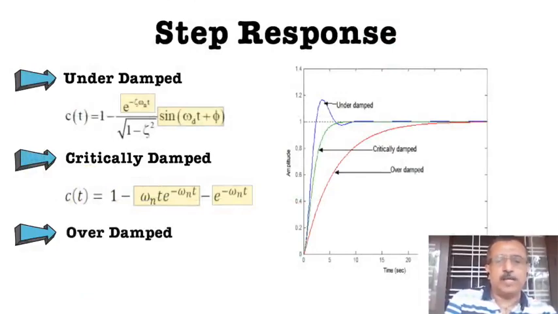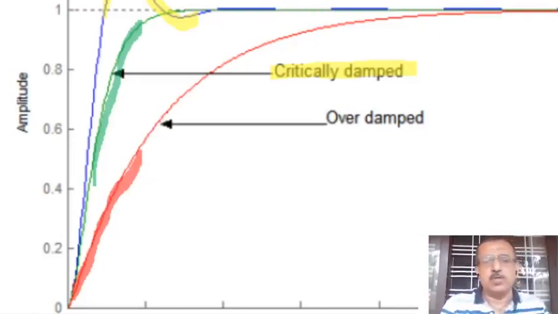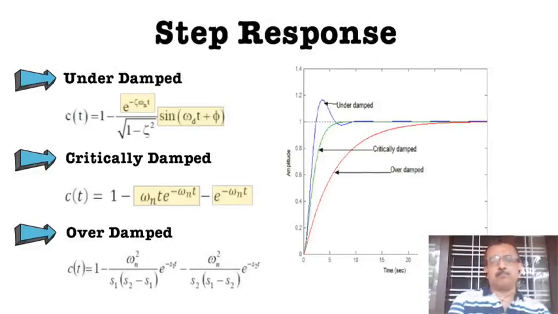And for the overdamped case, we have seen the response. The expression is this. So there are two decaying terms. Initially these two will add to 1, so 1 minus 1 will be 0, and as time goes on these negative terms will vanish and you will get the response like this. This is called an overdamped system.